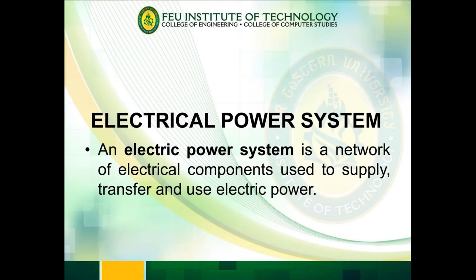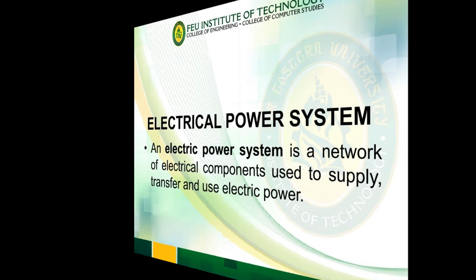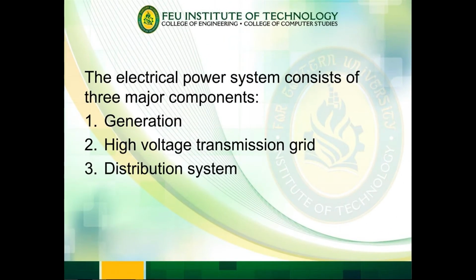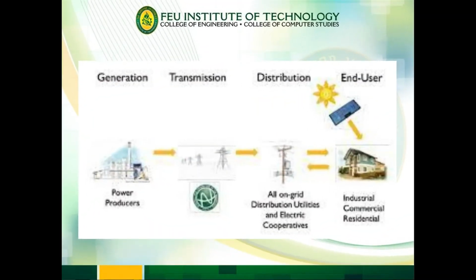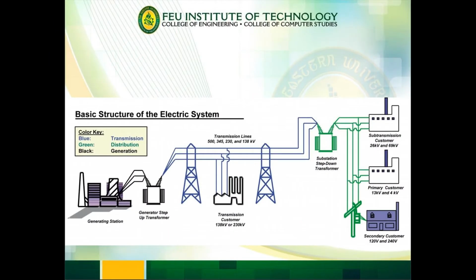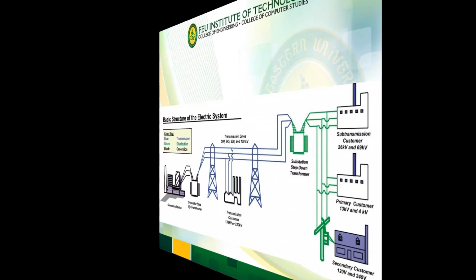An electric power system is a network of electrical components used to supply, transfer and use electric power. The electrical power system consists of three major components: 1. Generation. 2. High voltage transmission grid. 3. Distribution system. Basic structure of electric system.